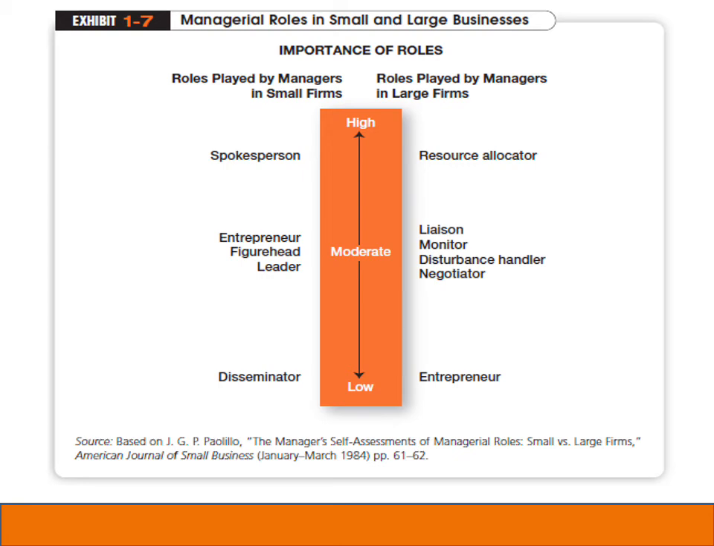However, for manager roles in a large firm or large business, the highest role is resource allocator. Then the moderate roles for a manager in a large business are liaison officer, monitoring officer, disturbance handler, and negotiator. And the lowest role for the manager in a large business organization is entrepreneur.